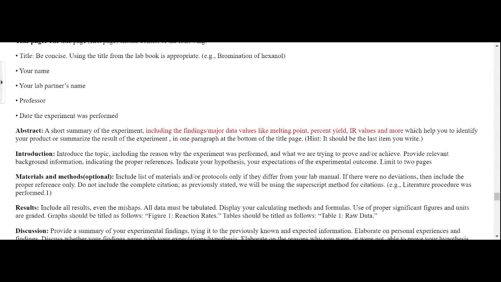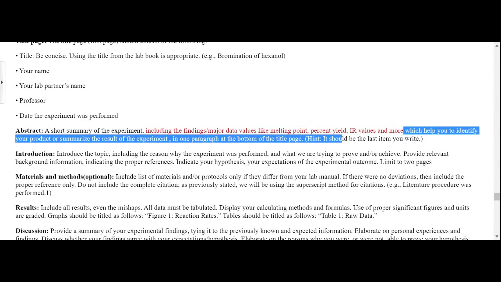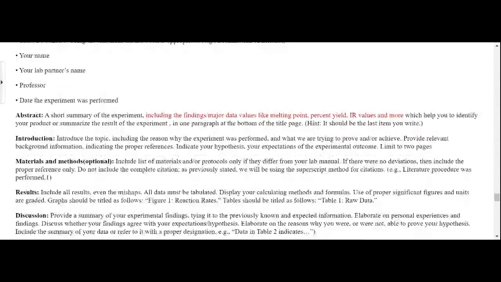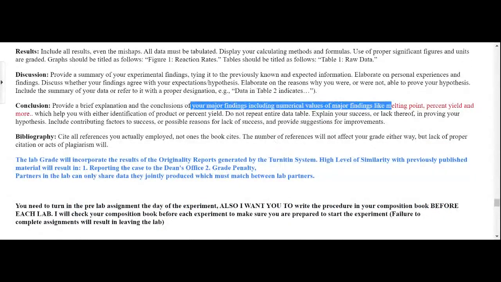But for this experiment today, the IR values should show up in the abstract. Same thing for melting point and percent yield. These are the numbers that should show in the abstract, as well as the conclusion. So for the following experiment, please try to include those in the abstract and conclusion.